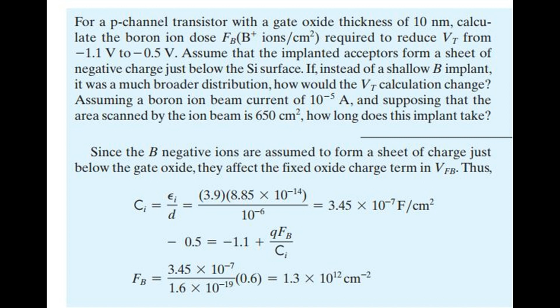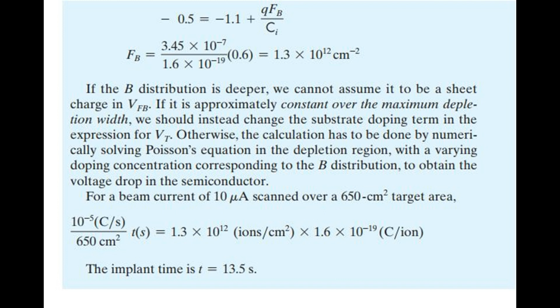Since the boron negative ions are assumed to form a sheet of charge just below the gate oxide, they affect the fixed oxide charge term in VFB. Thus, if the B distribution is deeper, we cannot assume it to be a sheet charge in VFB. If it is approximately constant over the maximum depletion width, we should instead change the substrate doping term in the expression for threshold voltage. Otherwise, the calculation has to be done by numerically solving Poisson's equation in the depletion region, with a varying doping concentration corresponding to the B distribution, to obtain the voltage drop in the semiconductor.